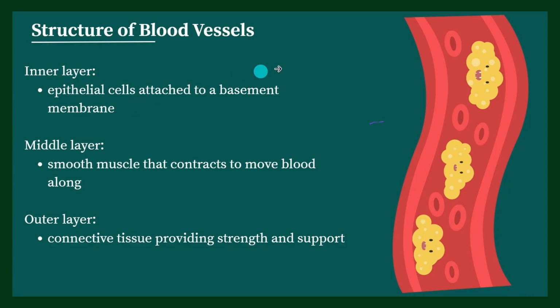Okay, so structure of the blood vessels. Here we've got the white blood cells and the red blood cells living in there. There is an inner layer of epithelial cells, and the middle layer is where the smooth muscle is, and it can contract to move blood along. There's more smooth muscle tissue in an artery than there is in a vein, but there is still some smooth muscle tissue in the veins. And then the outer layer is connective tissue, which provides strength and support.